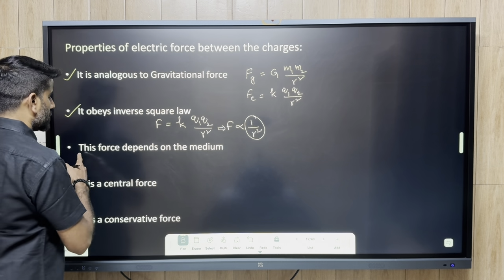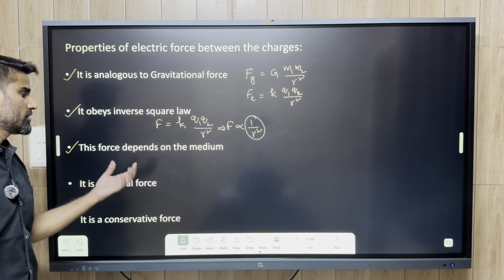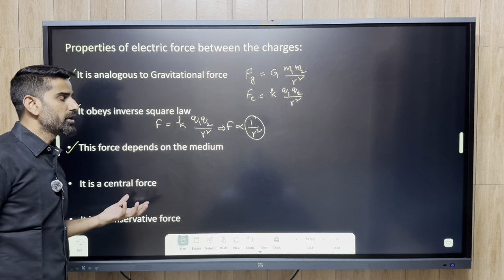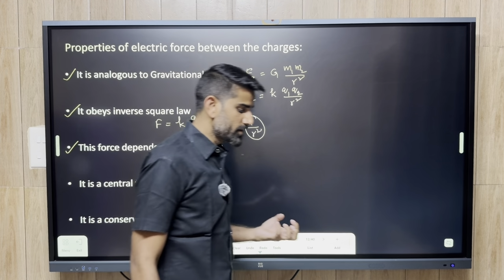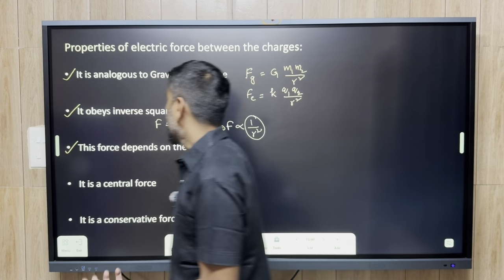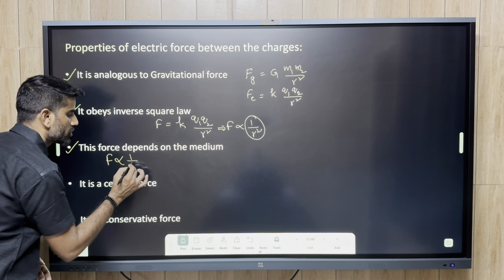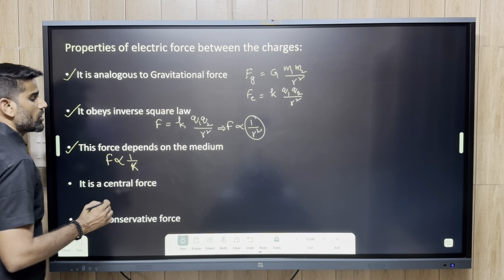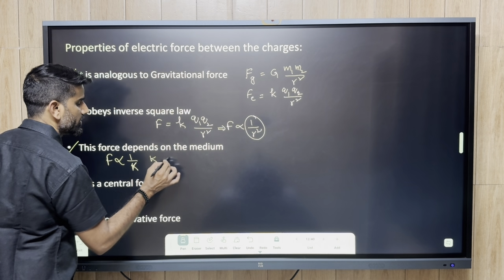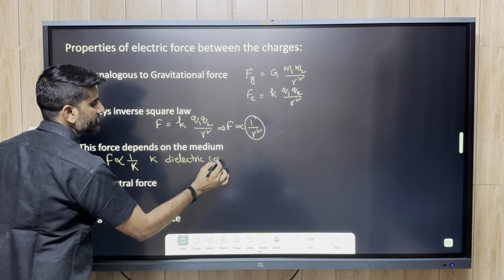Now coming to the third point. This force depends on the medium. We have already evidenced it, and we have already got the conclusion from the equational result. So this electric force depends on the medium, and we have derived the relation between the two. F is inversely proportional to the dielectric constant of the medium, where K is the dielectric constant.